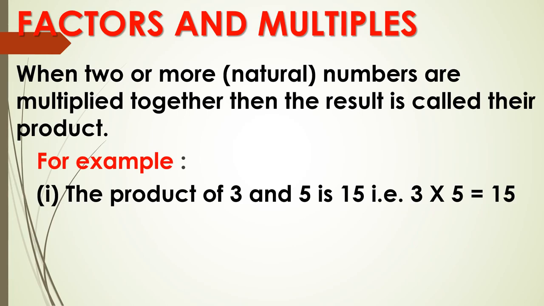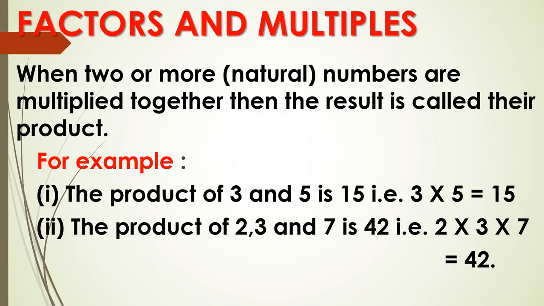In the same way, the product of 2, 3 and 7 is 42. That is 2 multiplied by 3 multiplied by 7 equal to 42. Okay, so I am repeating, when two or more numbers are multiplied together, the result is called their product.